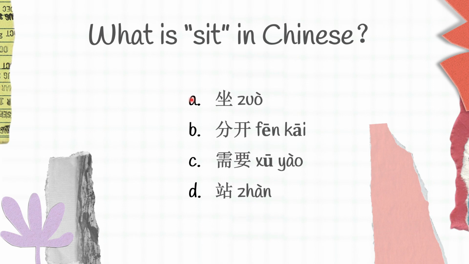The next question, what is sit in Chinese? We have A, 坐, B, 分开, C, 需要, and D, 站. So I will give you time to think and guess. 坐 is sit, 分开 is separate, 需要 is need, and 站 is stand up. So sit in Chinese is A, 坐.